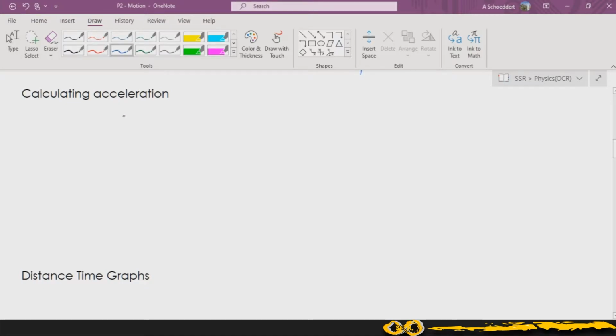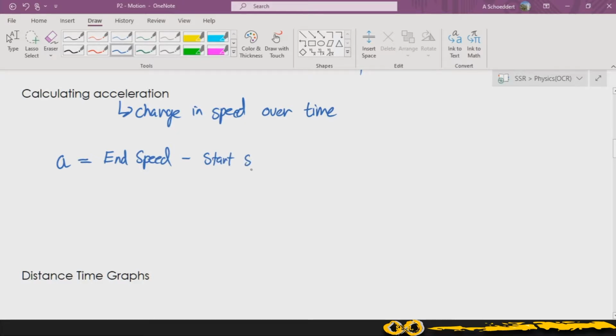The word acceleration means a change in speed over a certain time. And so to calculate acceleration, you need to figure out what the starting speed is, what the final speed is, and how long it took to make that change. We remember that calculating a change in speed means that we're calculating the end value or the end speed, and you would do this with velocity as well, minus the starting speed, and then you would divide that by the time taken.